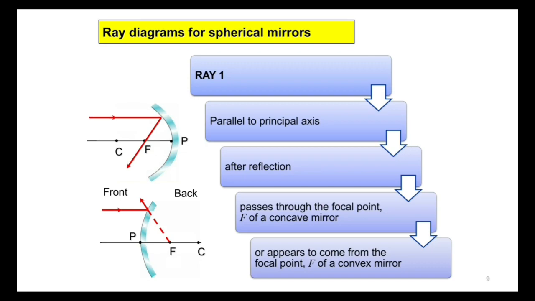Next, we will do ray diagram. We draw ray diagram to locate the position of image as well as to determine its characteristic. Ray diagram has 3 methods. Let's start with the first method. For the first method, you draw incident ray parallel to principal axis. After that, the ray will reflect and pass through point F for concave mirror but appear to come from the focal point for convex mirror.